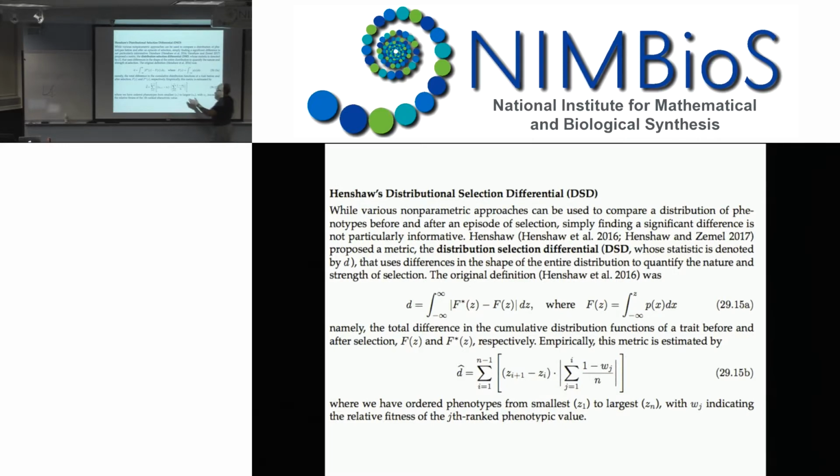Basically, here's the idea. This thing here is just the cumulative probability. So F of z is the probability. For example, F of 10 is the probability of having a value of 10 or less. F star of 10 is the probability of having a value of 10 or less for the selected population. So this absolute difference is just this shaded part I've shown, the difference between the two curves. That then is a metric for how different the two distributions are. And that's one way of estimating it. Again, if you want the estimator, look it up in the notes.